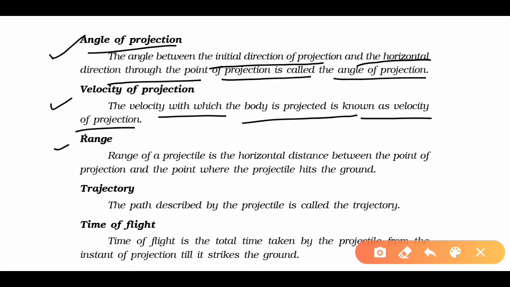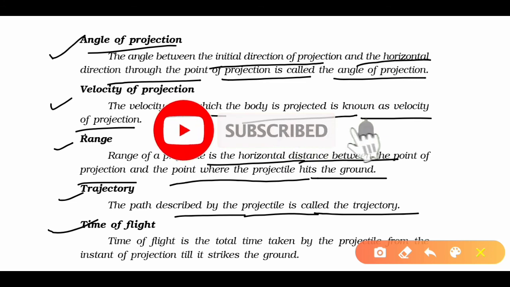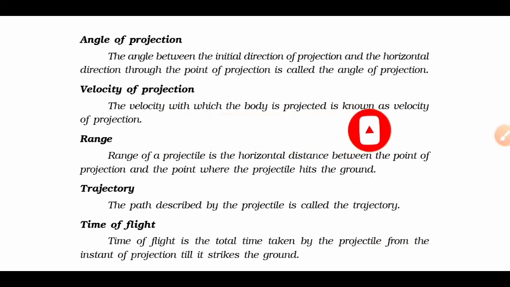Range. The range of a projectile is the horizontal distance between the point of projection and the point where the projectile hits the ground. Trajectory. The path described by the projectile is called the trajectory. Time of flight. The time of flight is the total time taken by the projectile from the instant of projection till it strikes the ground.